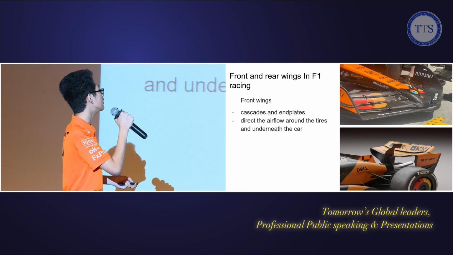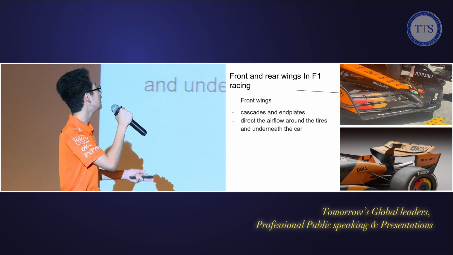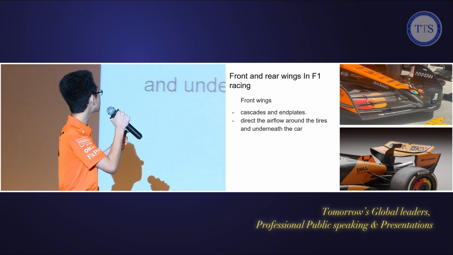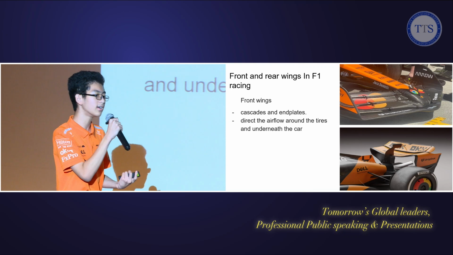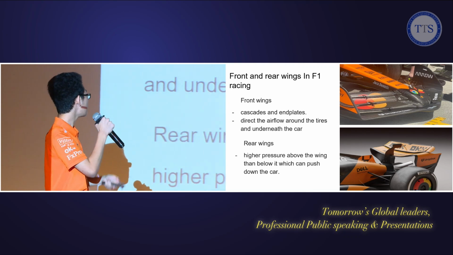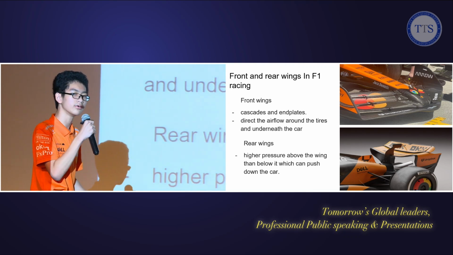Take a look at the front. They include cascades and end plates. They are used to direct the airflow around the tires and underneath the car. Rear wings create higher pressure above the wing than below it, which pushes down the car.